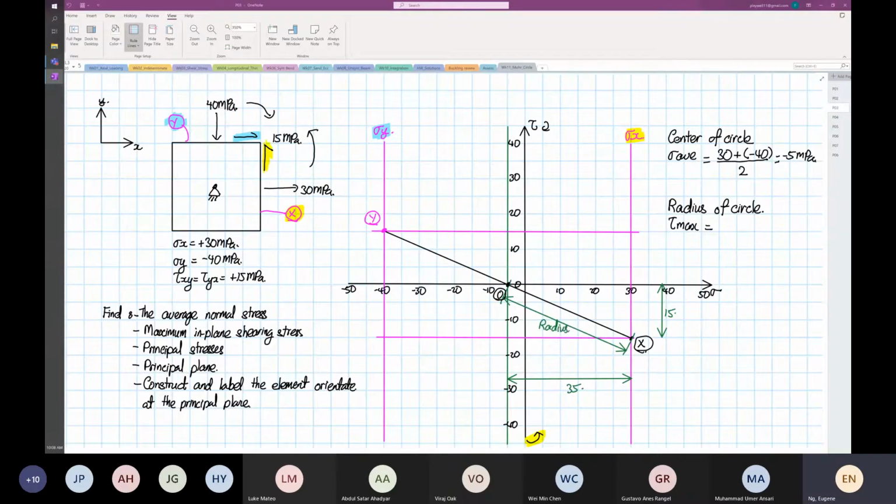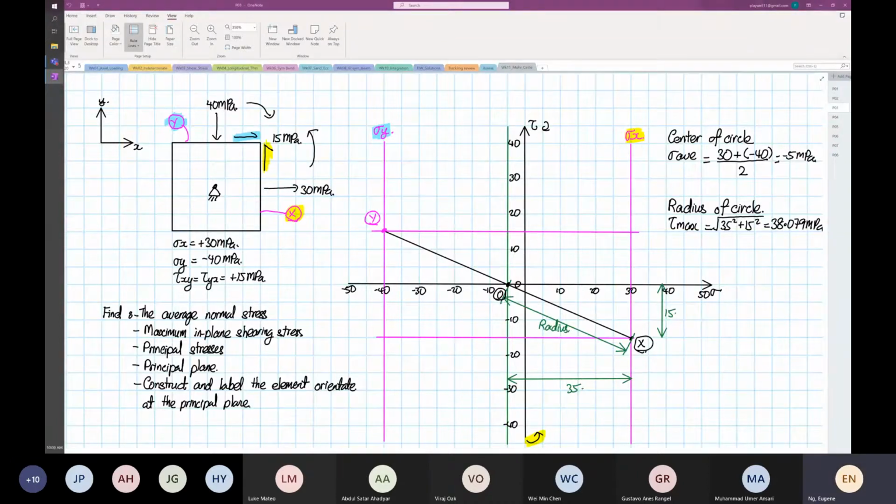So the radius of our circle is equal to a very straightforward formula. You guys will know this formula. This is equal to the square root of 35 squared plus 15 squared, which is equal to 38.079. Okay, 38.079. That's our radius.